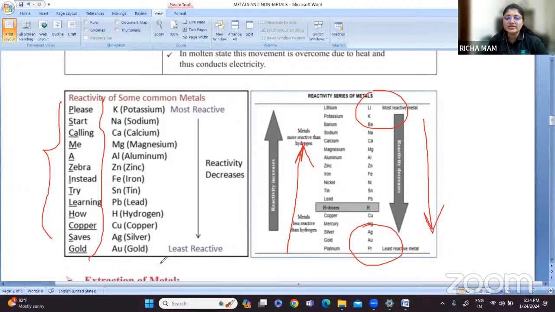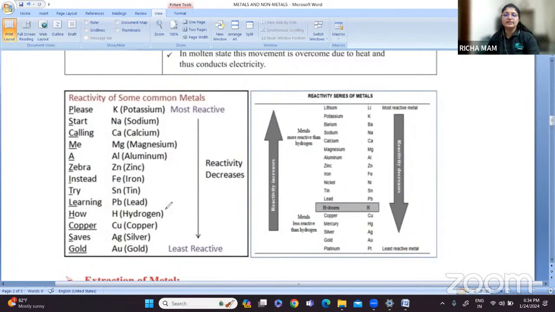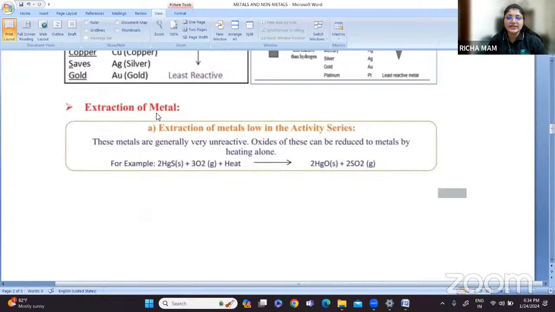So gold and silver are the least reactive. Potassium and sodium are the most reactive of all the metals. Fine, so this is the reactivity series. Now next we are going to see the extraction of metals.